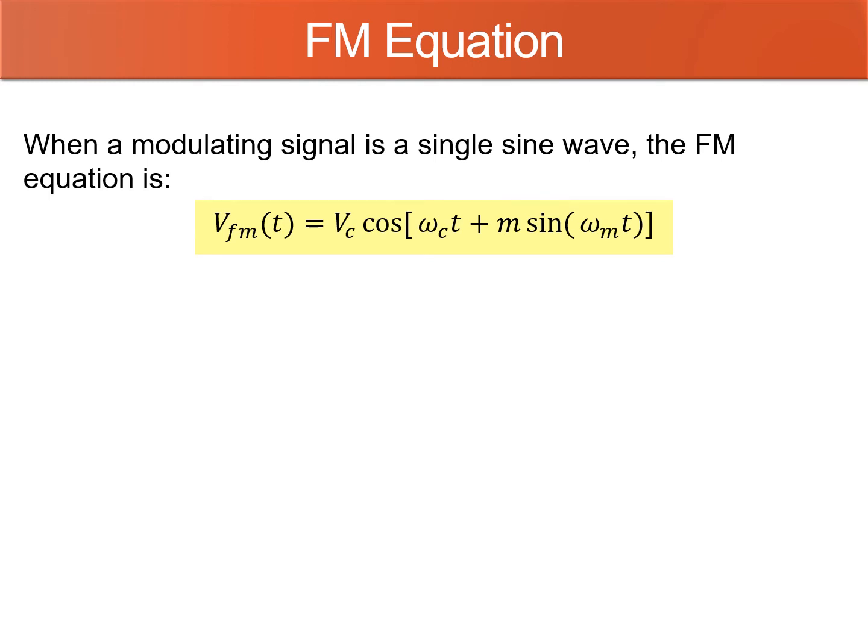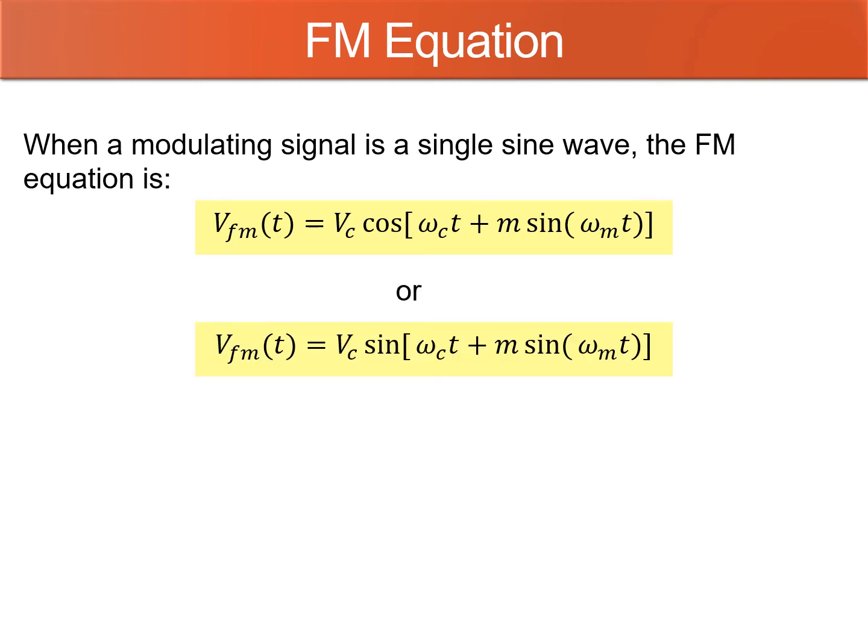v_FM(t) equals Vc cos(omega_c t plus m sin omega_m t). Or it can be written in this form: FM(t) equals Vc sin(omega_c t plus m sin omega_m t). Here is your voltage, the amplitude of the carrier. Here is the carrier omega, here is the modulation index, and here is the omega of the modulating frequency.